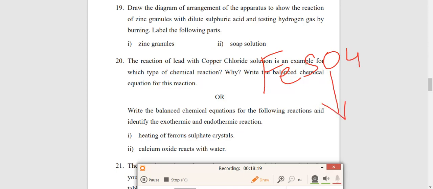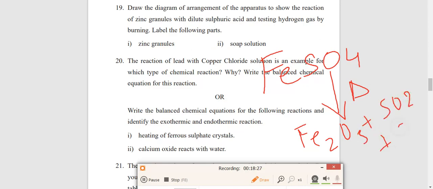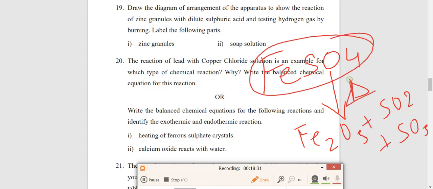We have to heat this. What product we will get? We will get Fe2O3 plus SO2 plus SO3. So from a single reactant we are getting three products, and also in this reaction heat is used to break FeSO4. So which type of reaction it is? It is an exothermic reaction, right?